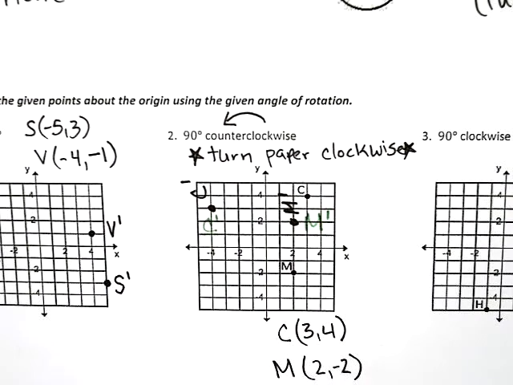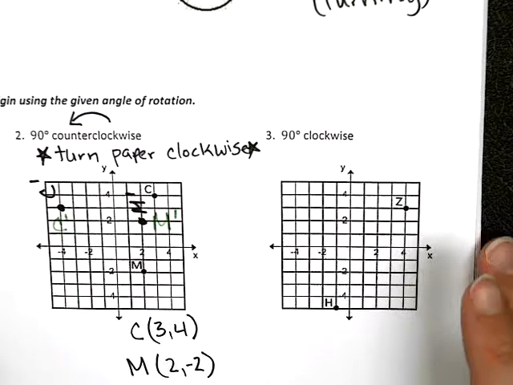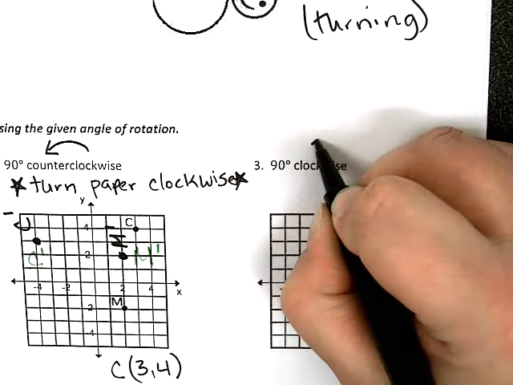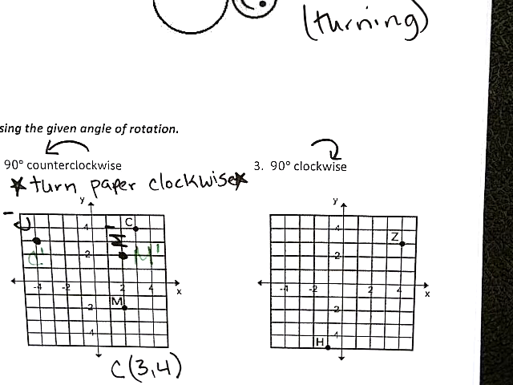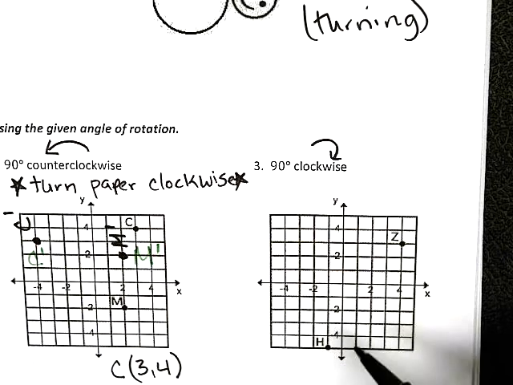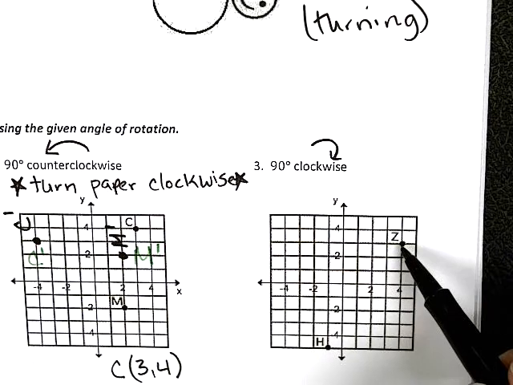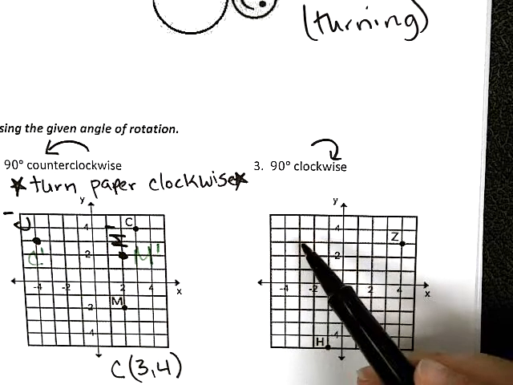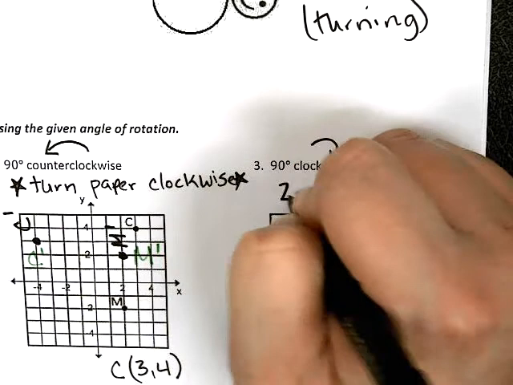Okay, let's do another one. Number 3 says we want to do 90 degrees clockwise. Okay, so clockwise, remember, is going to turn like a clock. That's going to go this way. All right, so see if you can look at your figure or your points and decide where it's going to end up. So point Z, I want to move 90 degrees clockwise. I'm thinking it's going to end up down here. And here's point H. If I want to go 90 degrees clockwise, I'm going to assume it's going to end up somewhere over here.